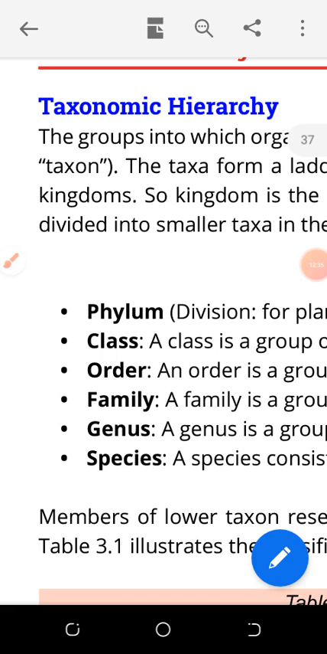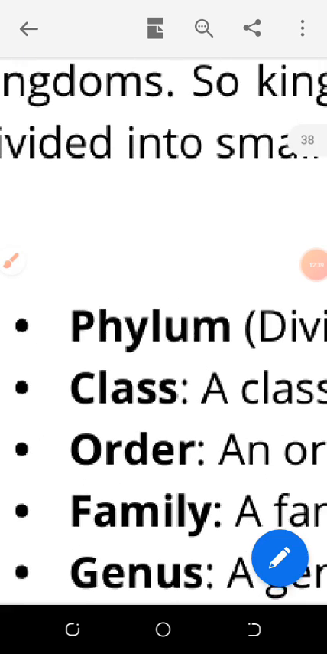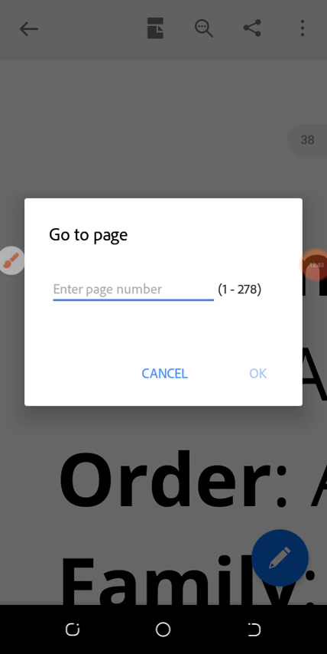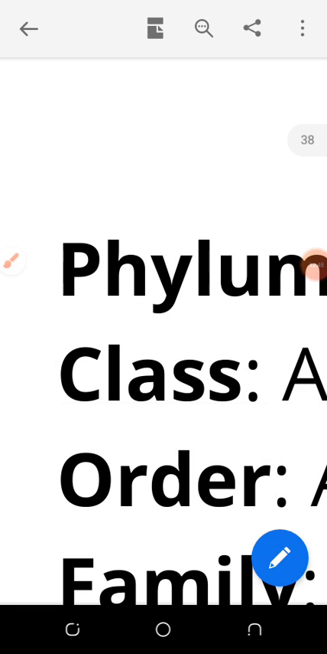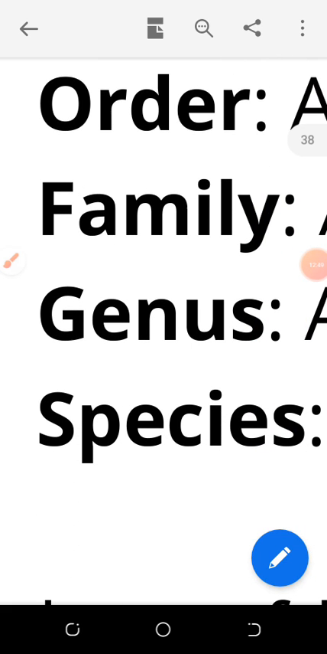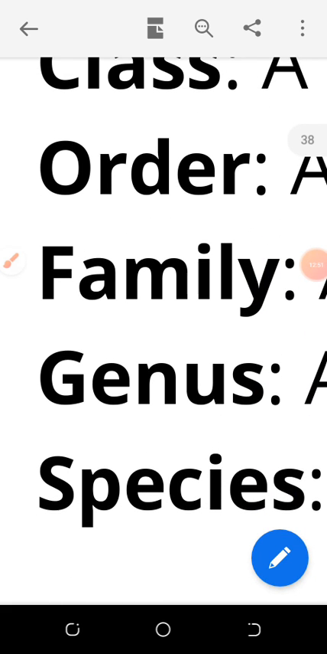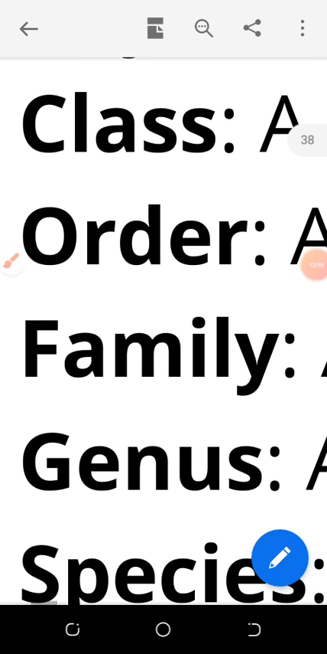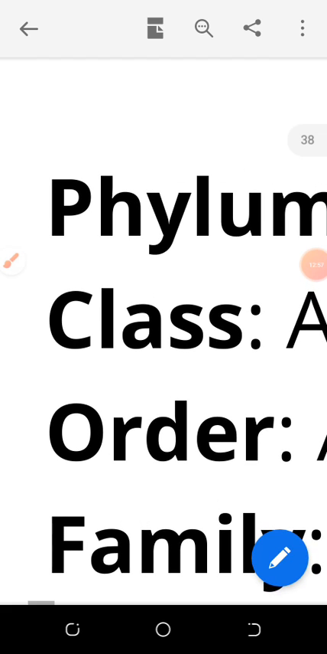Some are smallest; species is the smallest taxon. Some are largest; phylum is the largest. Smallest taxon species, second smallest genus, then come family, then order, then class, then phylum. Difficult to remember, I know that.